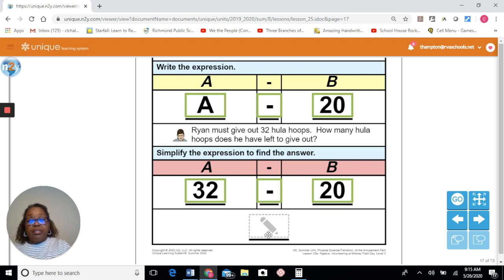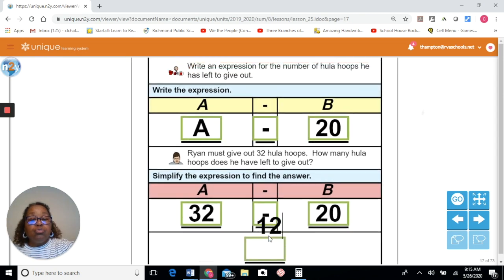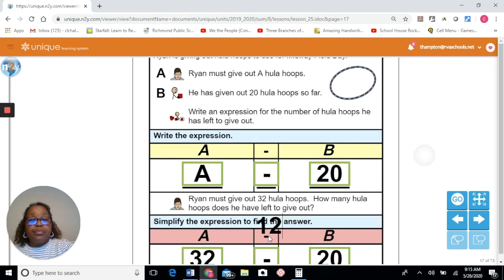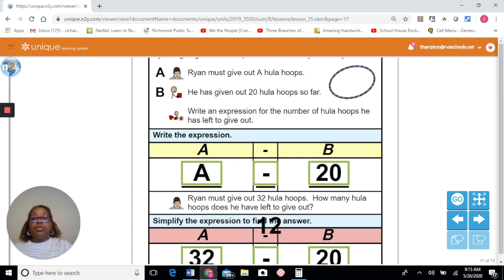Let's see if we can get that in there. Excellent. We were able to use the word problem to create our expression. Ryan must give out A hula hoops. We used A. He has given out 20 hula hoops. That was B. How many does he have left to give out? We didn't know what A was.